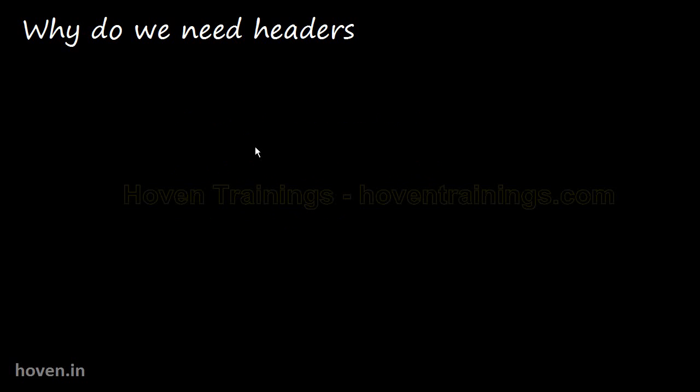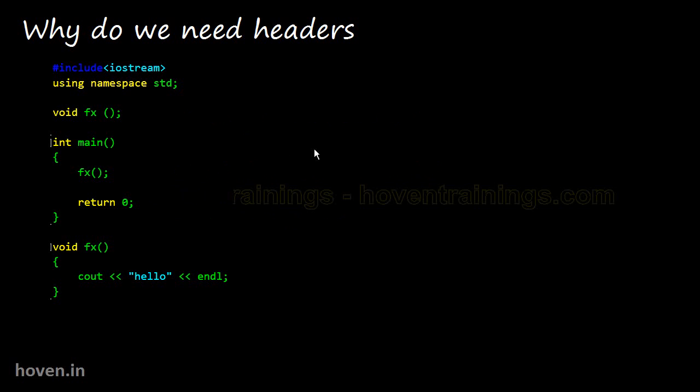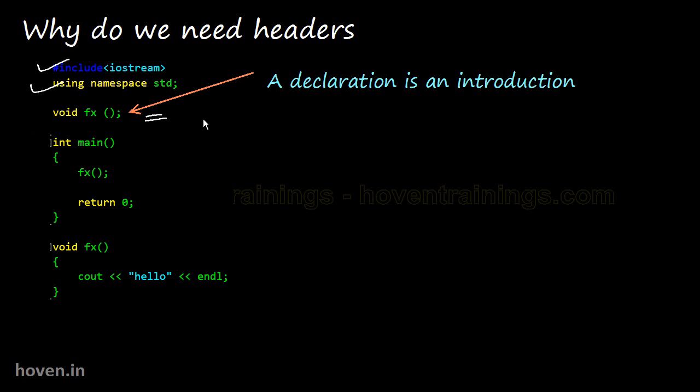So first let us understand why header files are required. This is a simple program: the include directive, the using namespace std, function. This is a function declaration. A declaration is an introduction of a function. It tells the compiler that a function with the name fx and parameters exists. It is the job of the linker to locate its definition.